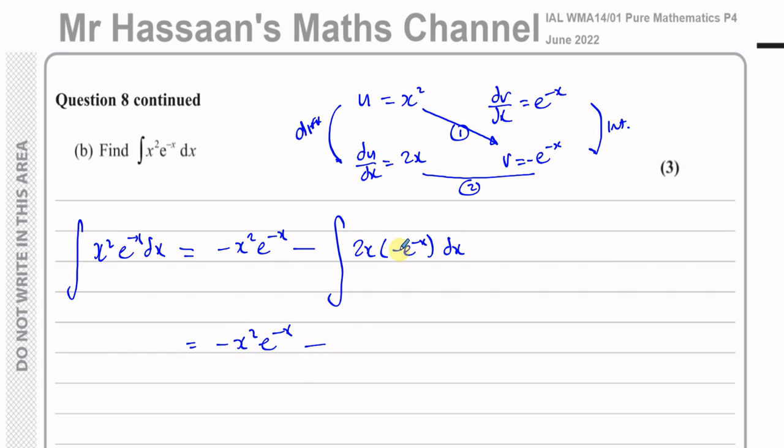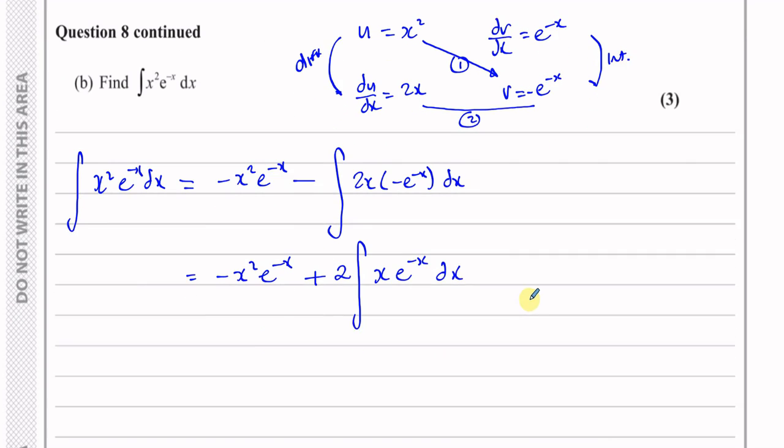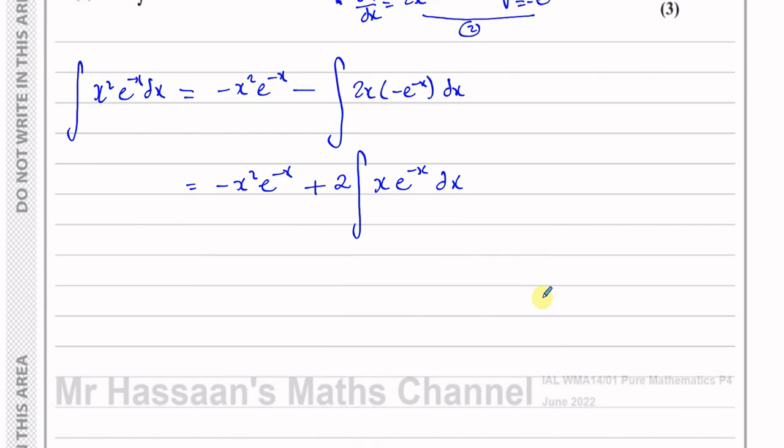That minus, if I take the 2 and the minus 1 outside, you're going to get a plus 2, because that minus taken out makes that plus. Taking the 2 out, just to make life easier, then you have x e to the power of negative x dx. Now this doesn't integrate by itself. So what you have to do is use integration by parts a second time.